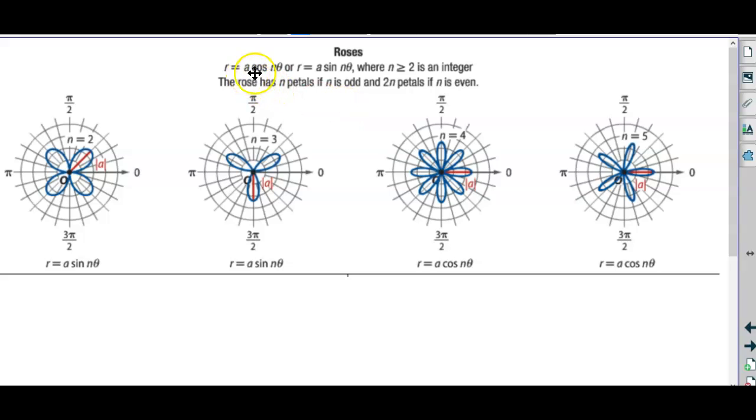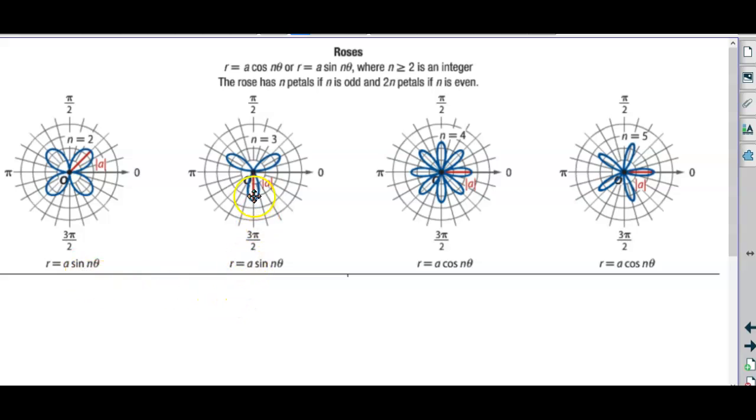Roses, if you do cosine, you get ones that have x-axis symmetry. See how this one has an odd number of petals, but it's symmetric with the x. When you do sine, it's an even number, and the y-axis is symmetric. It says here, if n is an odd number, you will get n petals. If you put 2 times n in, you get twice that many petals if n is even. All right, I didn't explain that right.